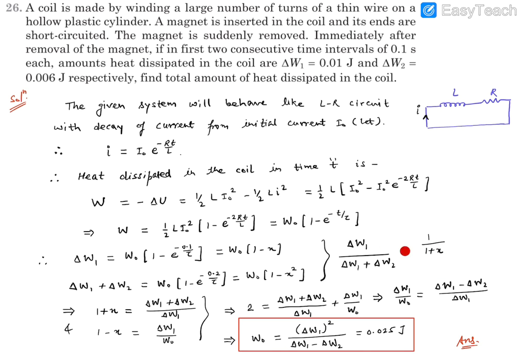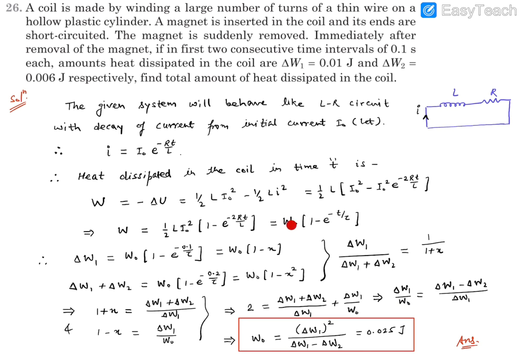Now we can cross multiply and find the x value, or we can simply write that 1 plus x turns out to be ΔW1 plus ΔW2 divided by ΔW1. From the very first expression, we can write 1 minus x as ΔW1 divided by W naught. Now if we add these two expressions, basically we are trying to eliminate this term, you'll find that x gets cancelled out and we get 2 over here. And this will be ΔW1 plus ΔW2 divided by ΔW1 plus ΔW1 by W naught. Now we can bring this term to this side, so ΔW1 by W naught equals 2 minus this term, which is ΔW1 minus ΔW2 divided by ΔW1.